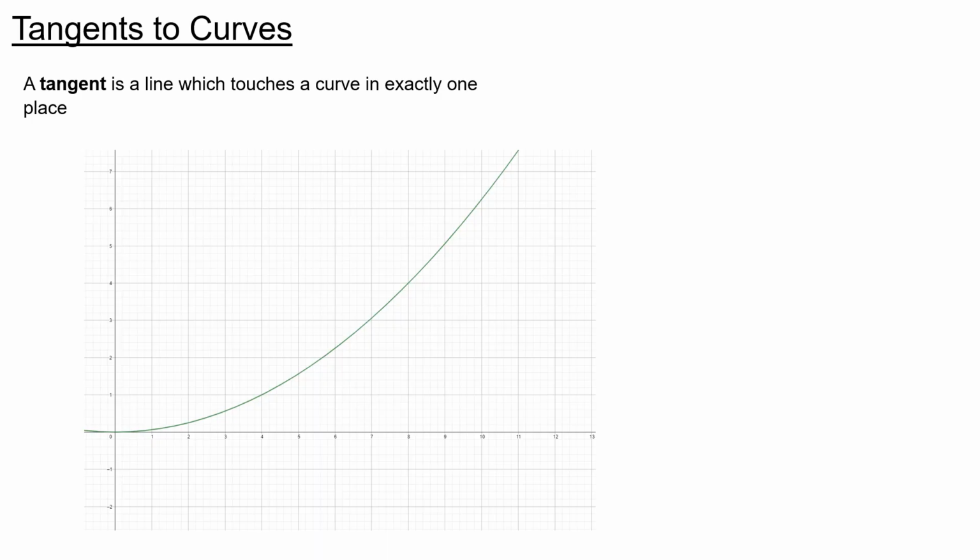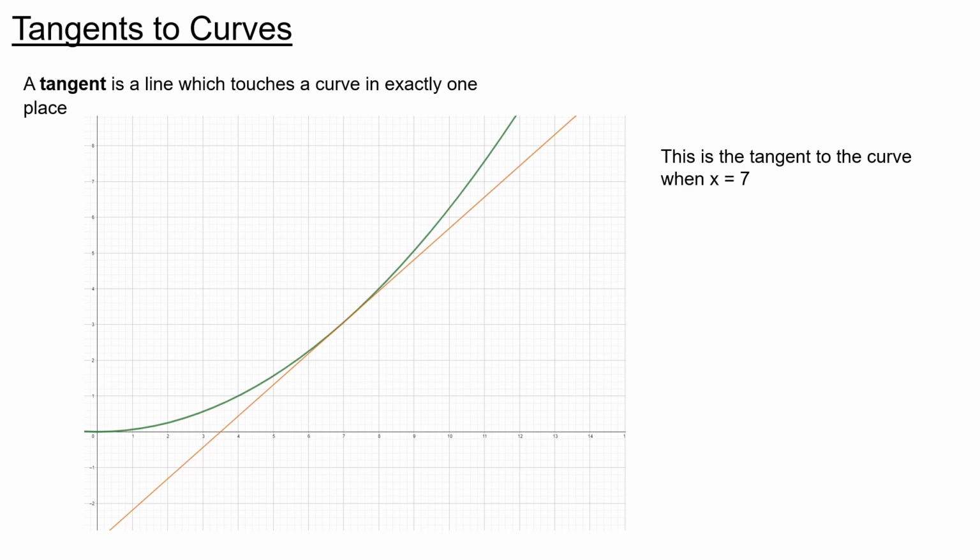A tangent to a curve is a line which touches the curve in one and only one place. For example, looking at the curve on the screen, an example of a tangent would be as follows. This is the tangent to the curve when x equals 7. It's a line which touches the curve at x equals 7 and carries on.